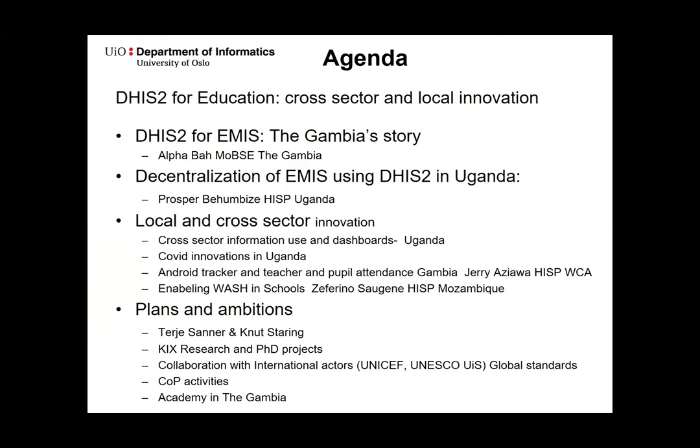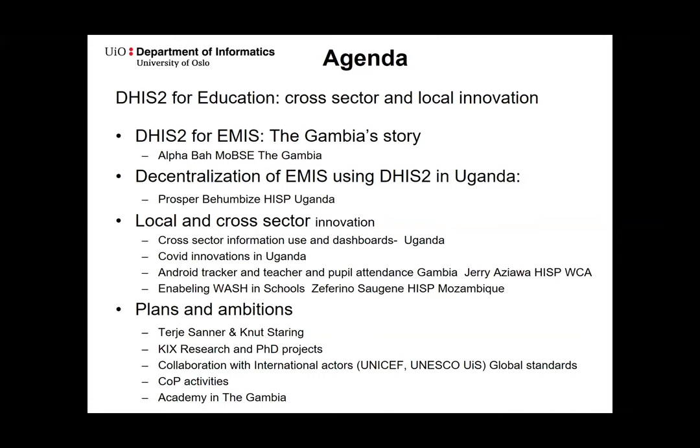But the first that will kick off our DHIS2 for EMIS and education will be Alpha Ba from the Ministry of Basic and Secondary Education in the Gambia, who will tell the Gambia story. The Gambia is a small country, but it's very, very important for us, because it has been our living lab where we experiment and try to see what's possible. And we will show the rest of the world what's possible.